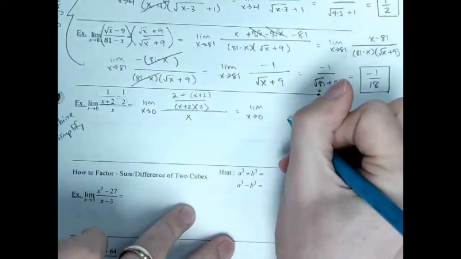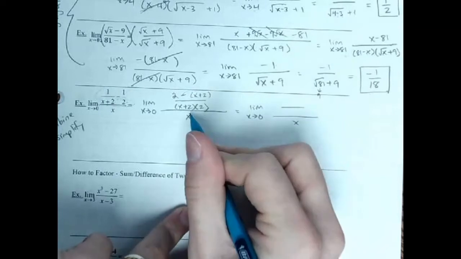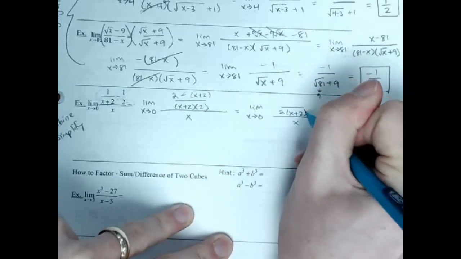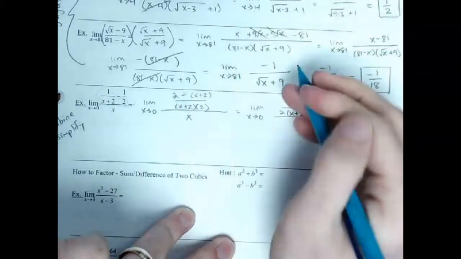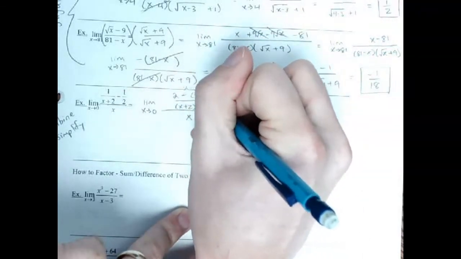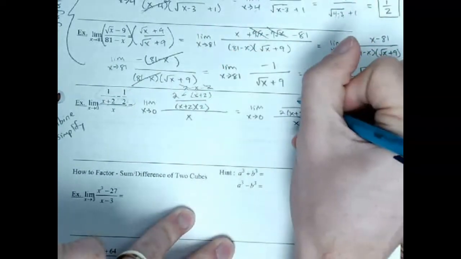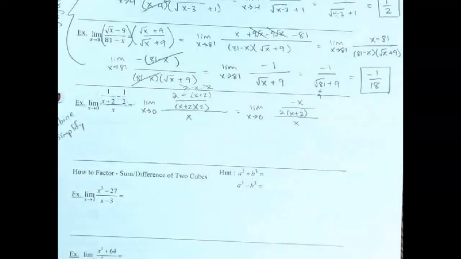All right, let's distribute this negative. So I've still got the denominator, I'm going to leave it as x. Here I'm just going to have 2 times x plus 2, and I'm going to leave that denominator as it is for now. Let's just distribute this negative. So I'm going to have 2 minus x minus 2, and then the 2s are going to end up canceling.